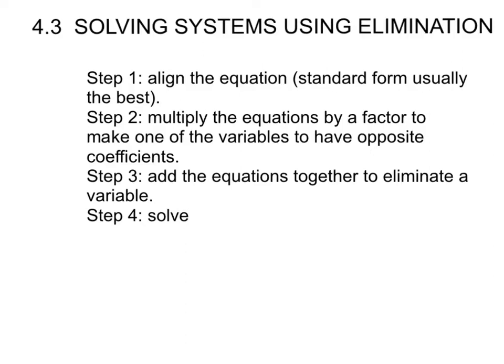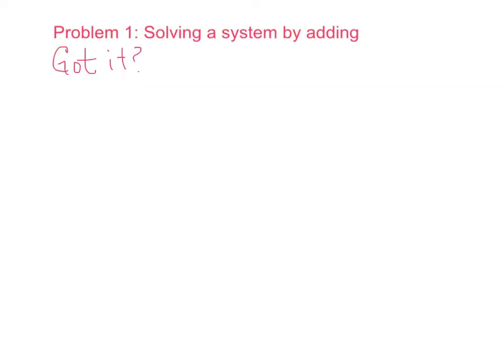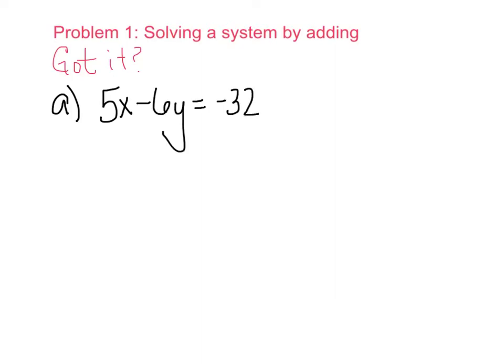Step 3, you add the equations together to eliminate a variable. And step 4 is to solve. All right, let's look at problem A. Problem A is 5x minus 6y equals negative 32. And 3x plus 6y equals 48.